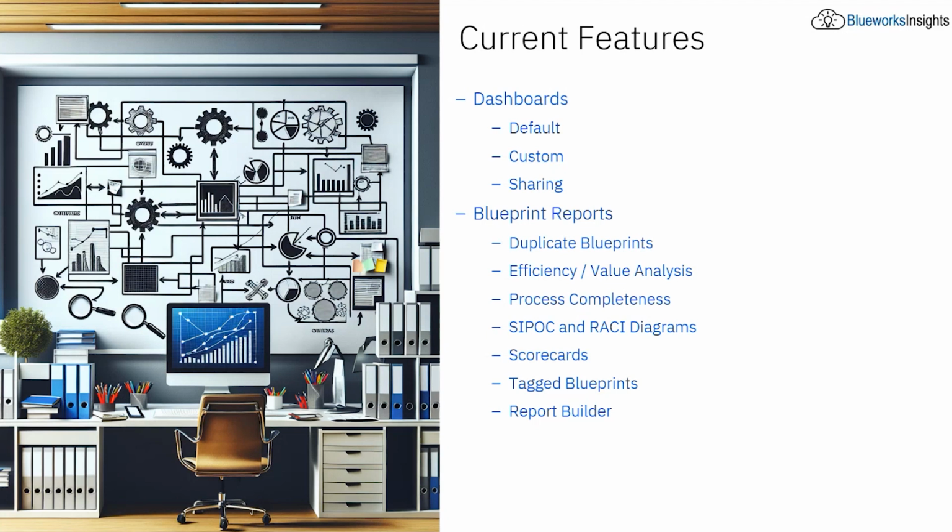SIPOC and RACI, this is a very common one as well, mainly because the data is already there. Blueworks Live has concepts around SIPOC, supplier input, output, customer. Those are default fields in Blueworks Live, but there's not a really great SIPOC visualization to that. So we just take that information from the blueprint. We don't change anything about the blueprint. We just show a visual of the SIPOC. And same thing with RACI, right?